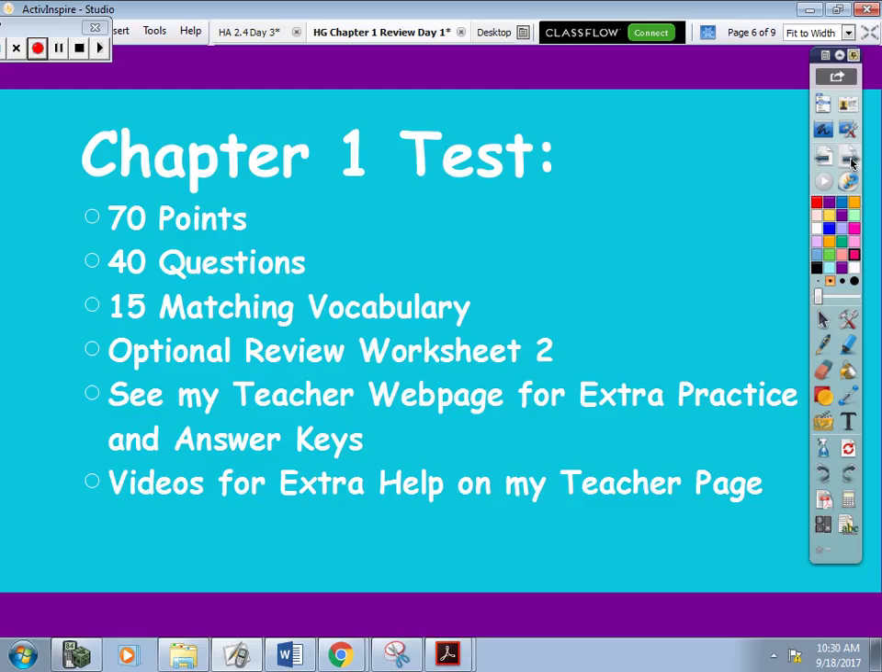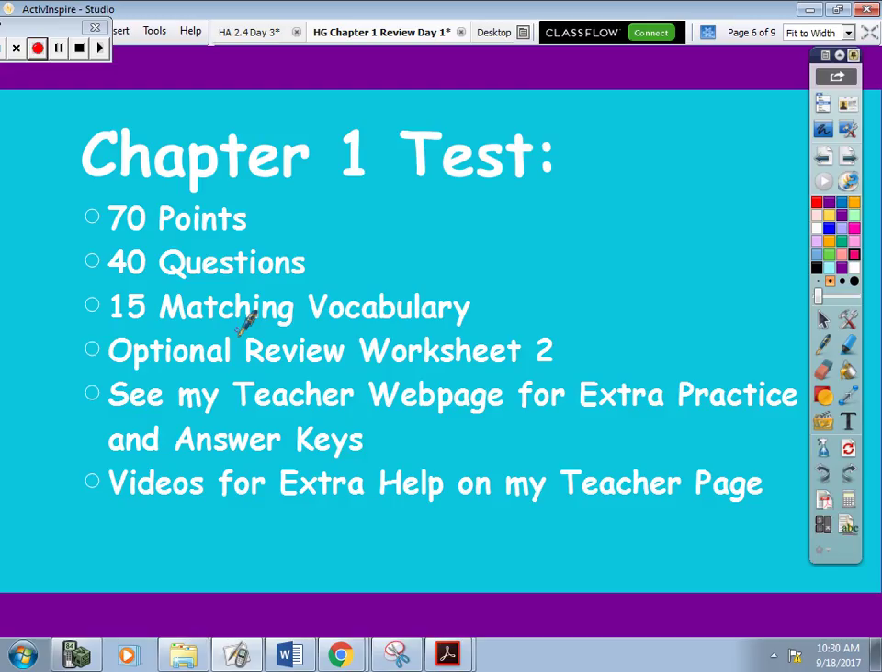There are 15 matching vocabulary. That's the very first page. 15 matching vocabulary. Know your vocab. Some of you that struggled to finish your quiz last time sat at the vocab section for way too long. Okay? You need to know the vocab so that you can match them quickly. It's not meant to take a lot of time.